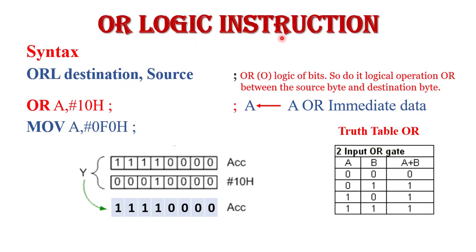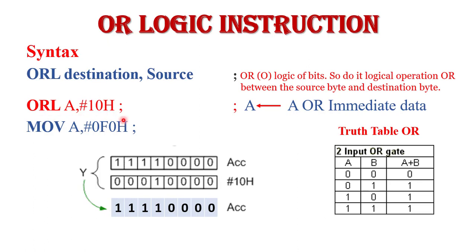Now OR logic instruction. This is the syntax of OR logic instruction. ORL destination, source. ORL is the opcode of OR logic instruction. This instruction tells that perform logical OR operation between the source byte and the destination byte. So the example of OR logic instruction is ORL A, #10H.